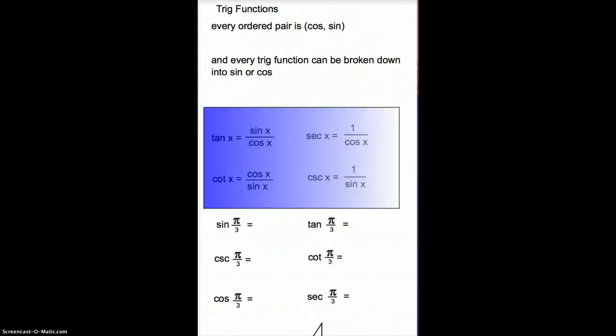So now we'll talk about the trig functions. For every ordered pair, the x value is the cosine and the y value is the sine.